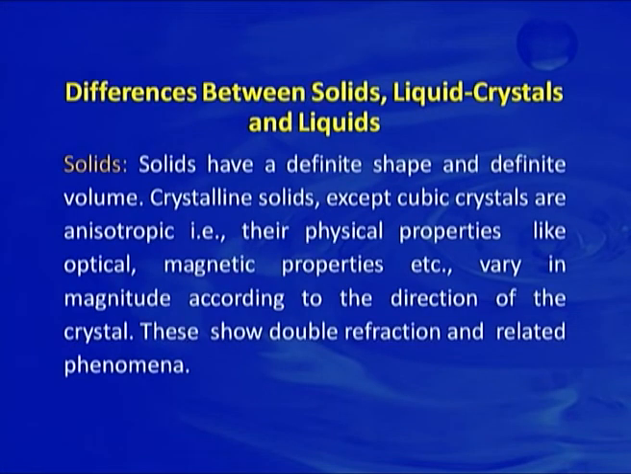Second difference between solid, liquid crystal and liquids. First, solids have a definite shape and definite volume. Crystalline solids except cubic crystals are anisotropic, as we have discussed earlier, that is, their physical properties like optical and magnetic properties vary in magnitude according to the direction in the crystal. These show double diffraction and related phenomena.